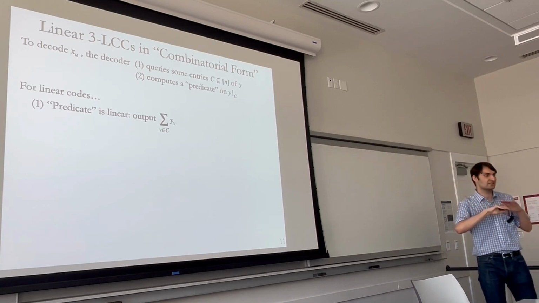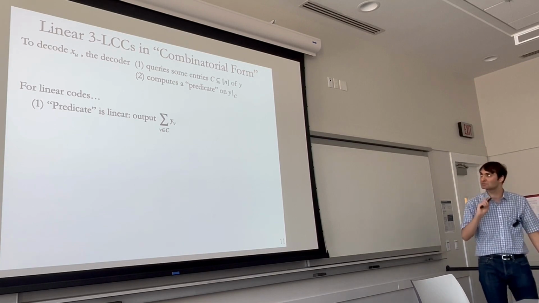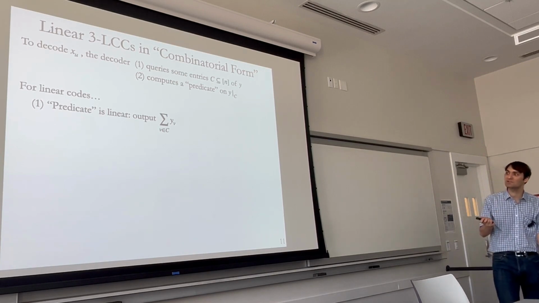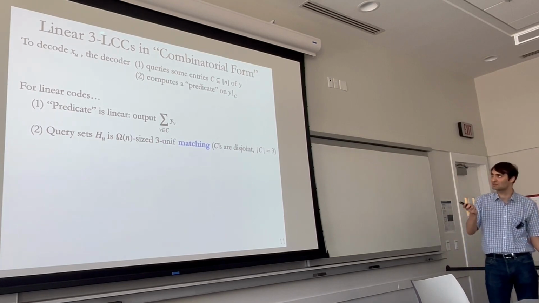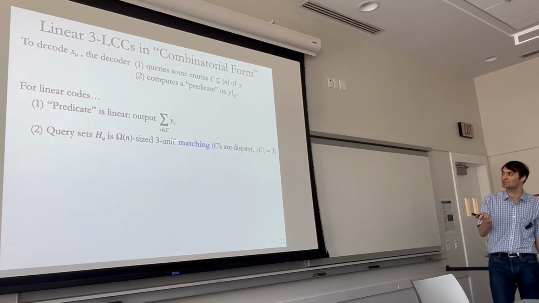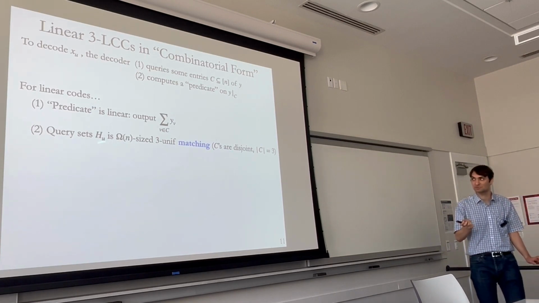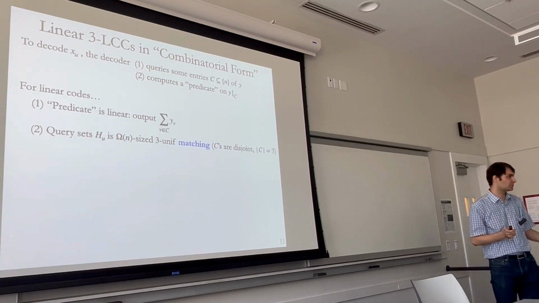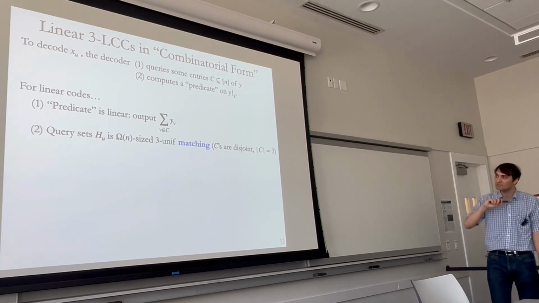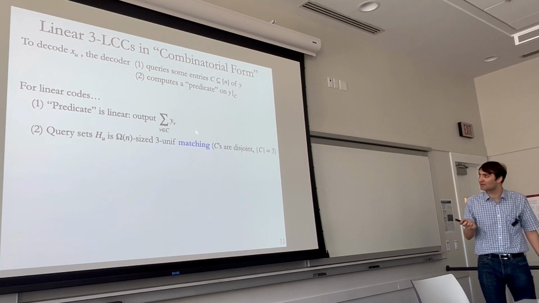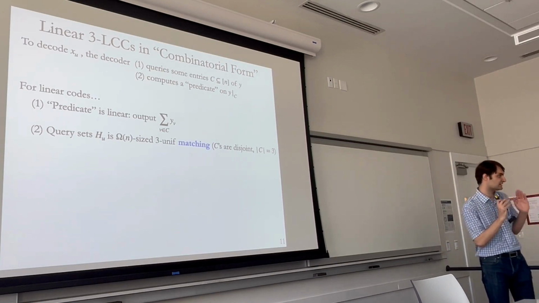So these query sets C have to be somewhat evenly spread across the whole encoded string. And the way we formalize this is we show that these query sets have to form what's called a 3-uniform hypergraph matching. So there's going to be one of these matchings, h sub u, per bit x sub u in the encoded string. So what do I mean by a 3-uniform matching? What it means is these C's are disjoint, and they all have size exactly 3.